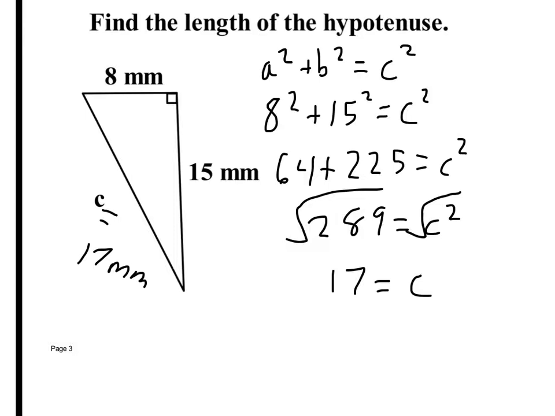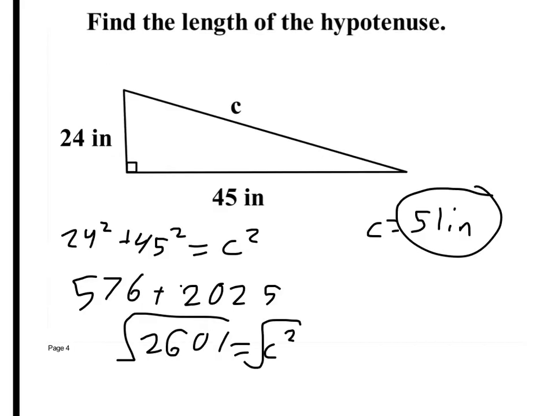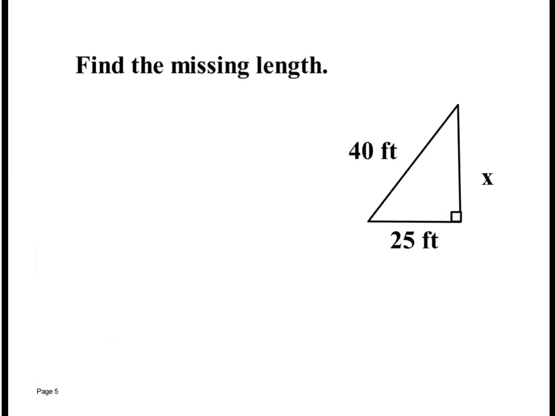That's how long the hypotenuse of this triangle is. Alright, this is another type of question. It's going to say find a missing length. So you have 40 for one of the lengths, 25, and X for the other.